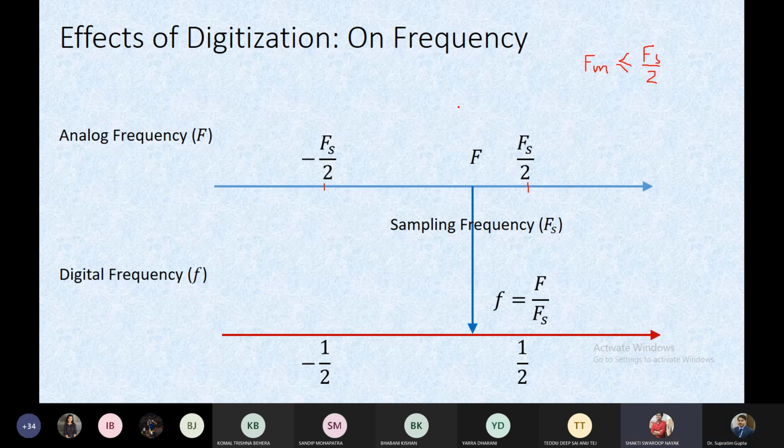Sir, generally the analog signals are of sinusoidal type. They have a positive cycle and a negative cycle. So for the positive cycle there must be one sampling, and for the negative cycle there must be one sampling.